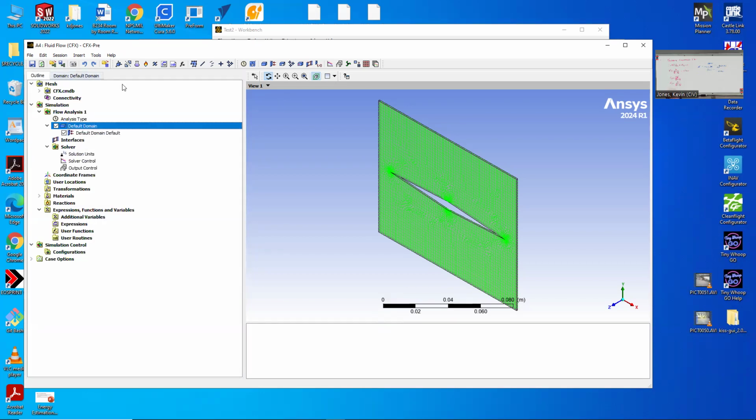And I guess we can start doing boundaries. Oh, let's do some expressions. So we don't want to have to guess at that velocity. So let's figure out how to calculate it. So let's do a few things.